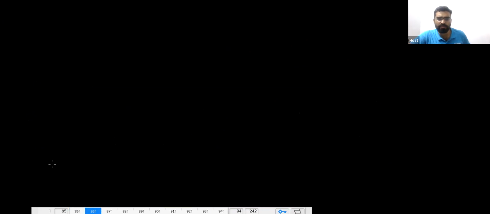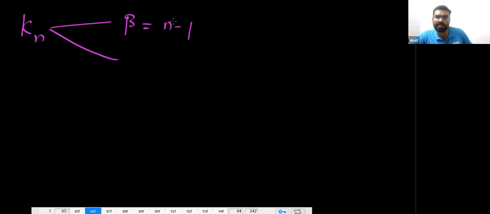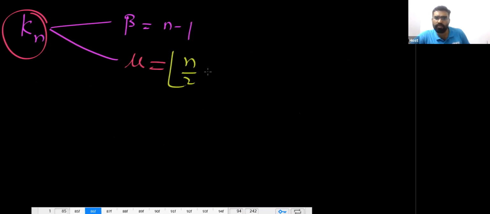Remember, complete graph will not work. For the complete graph, what is the vertex cover? The vertex cover is n minus 1, we have already seen in the last class. And what is μ? μ is n by 2 floor. So like this you can say.